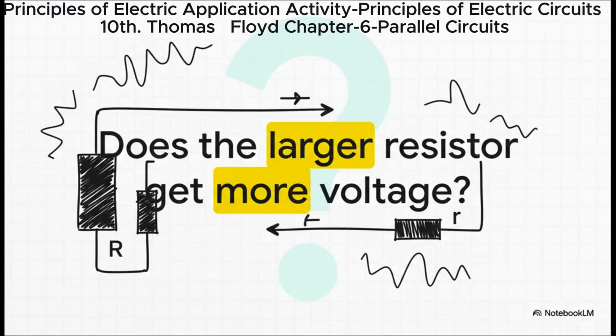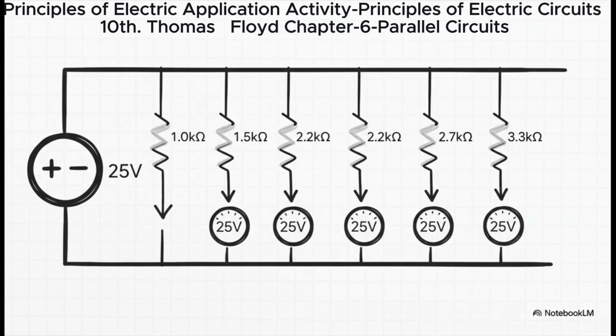This is where people start to get confused. It seems kinda intuitive, doesn't it? A bigger resistor is a bigger obstacle, so it must take more voltage to push current through it, right? So is it true? Does that bigger resistor see more voltage? The answer is a definite no.